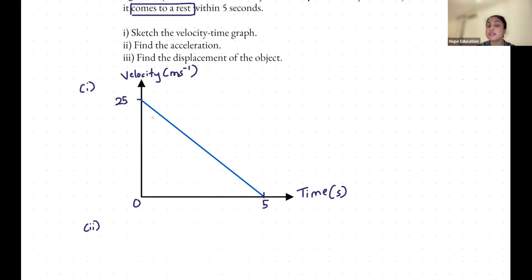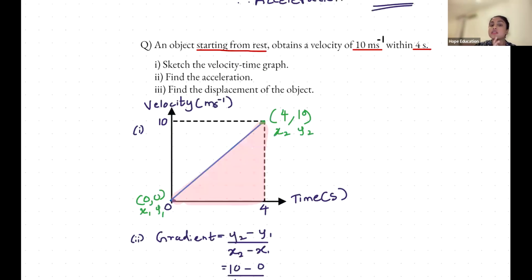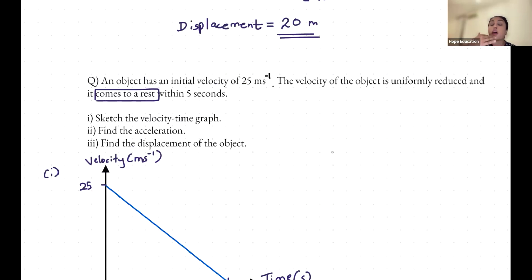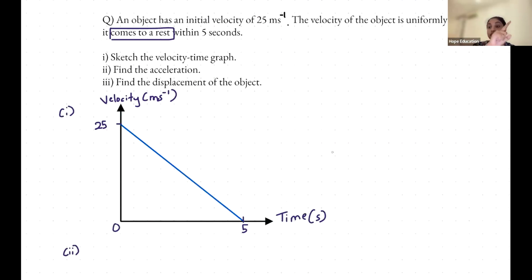Earlier the object started from rest, so the initial velocity was 0, and then it obtained a velocity of 10, so the final velocity was 10. But in this graph, the object already has an initial velocity of 25, and it comes to rest, which means the final velocity is 0. So depending on the question, the shape of the graph can be different. Okay, Sala?